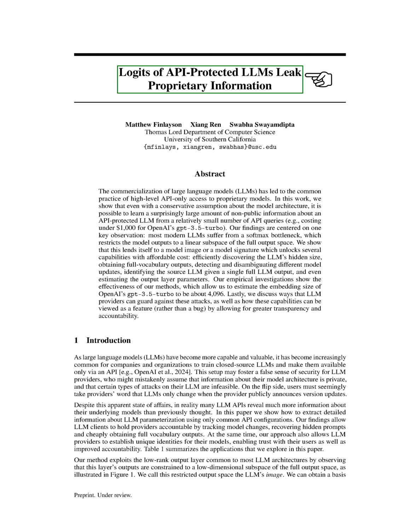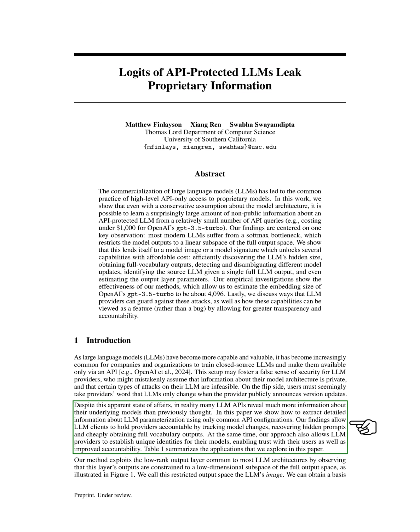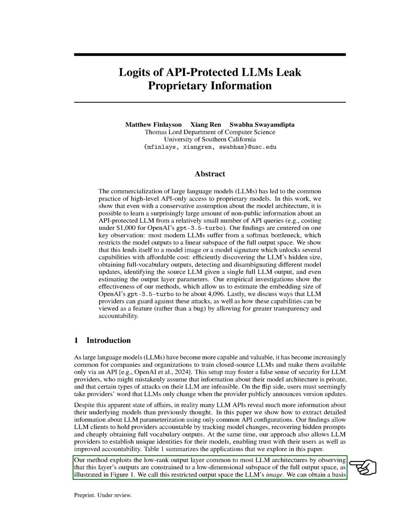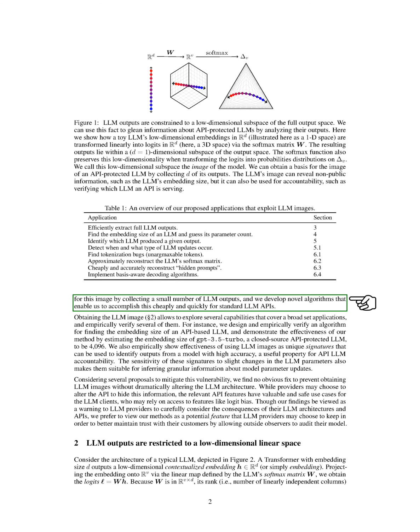Section: Introduction. In this section, we delve into how we can extract detailed information about large language models, LLMs, using common API configurations. By analyzing the low-rank output layer present in most LLM architectures, we can identify a restricted output space called the LLM's image. This image can be obtained by collecting a small number of LLM outputs. Our innovative algorithms enable us to do this efficiently for standard LLM APIs.